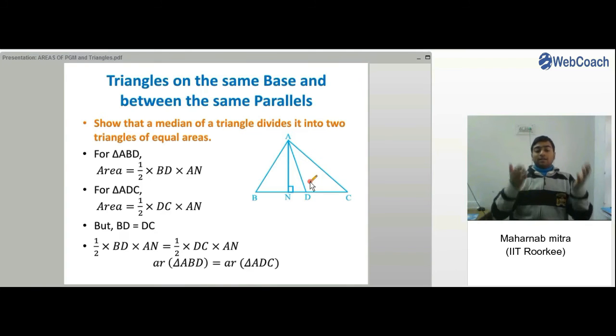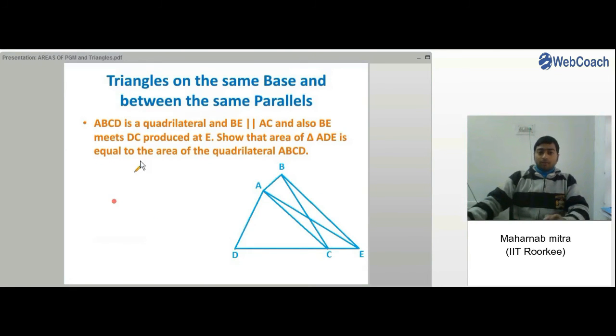And you can take the statement of this question as a theorem that a median of a triangle always divides a triangle into two parts of equal areas, right? And you can use this theorem in many questions, and of course while using this you must state the theorem as well. So let us do one more question.